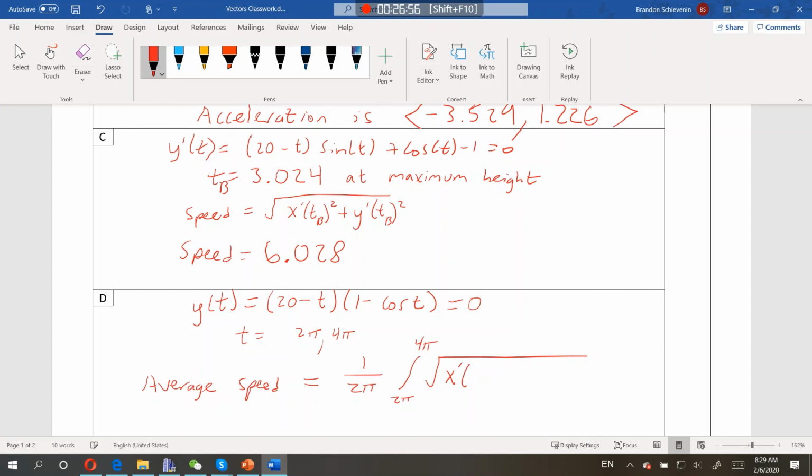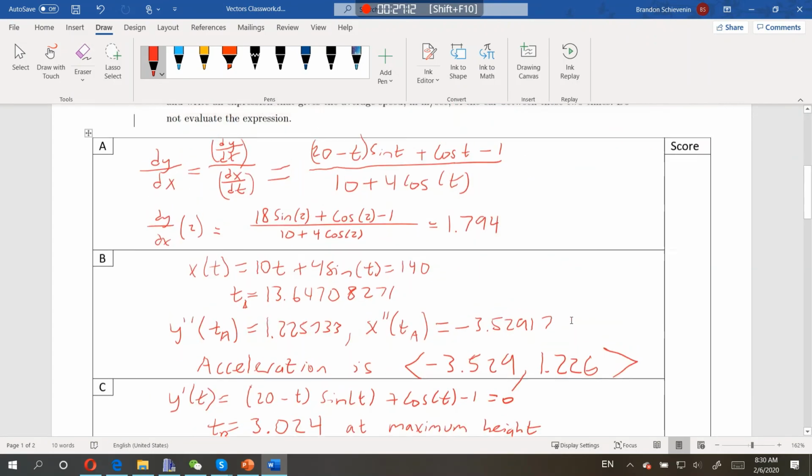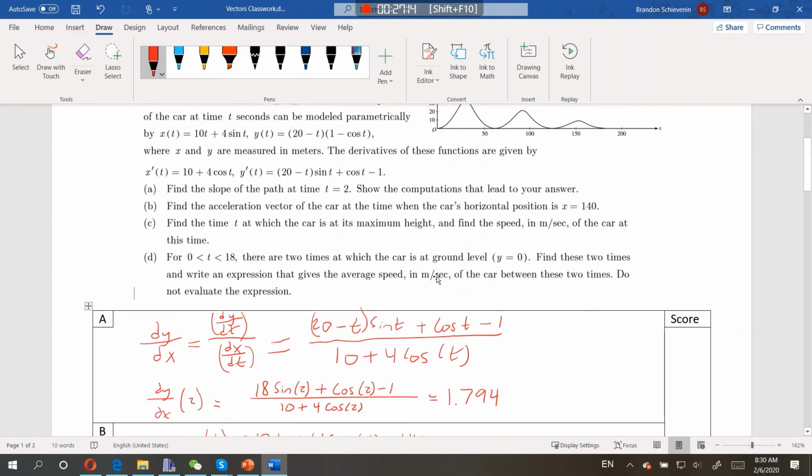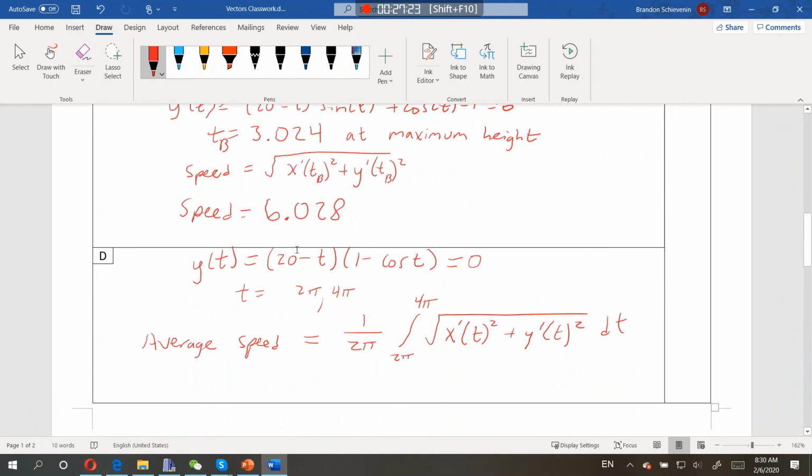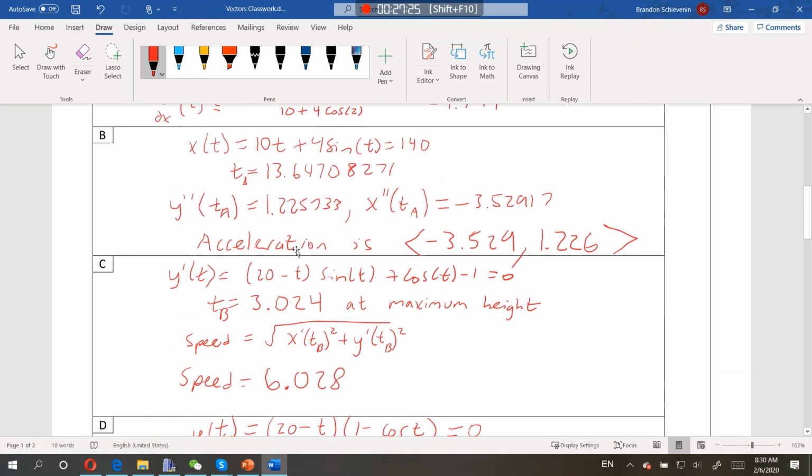The square root of x prime of t squared plus y prime of t squared, in terms of time. Okay, and do not evaluate the expression. We could substitute those in, but I think that's pretty much it. Awesome.